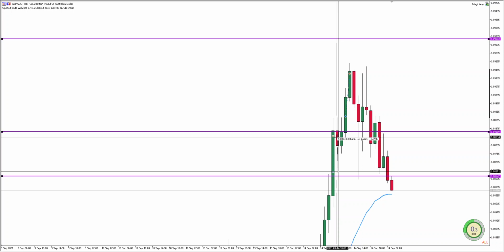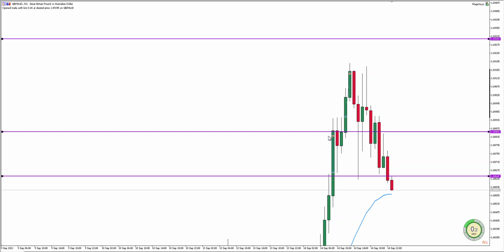I took it at 16 pips, so it's close to 1 to 1, because I wanted to take profit a little bit before we reach that horizontal line that we have there. So that's a good trade. The next candle was bearish. We cannot act on that.